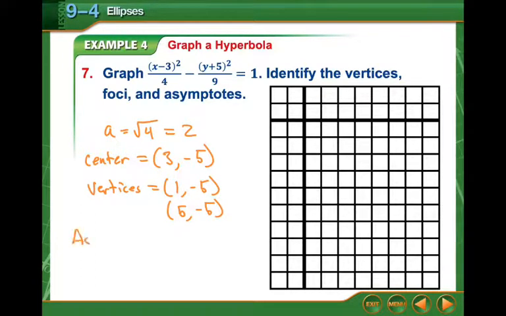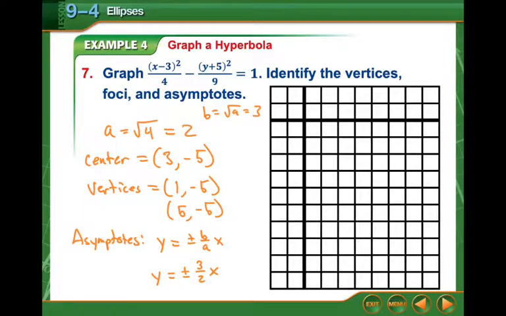And the asymptotes, so there's a formula for that. That was y equal to plus or minus a over b, but now we're going to be looking at b over a because it's a horizontal x. So now we need to know what b is. We don't have that, but b is just the square root of 9. So it's 3. So it means our asymptotes are at y equal to plus or minus 3 halves x.